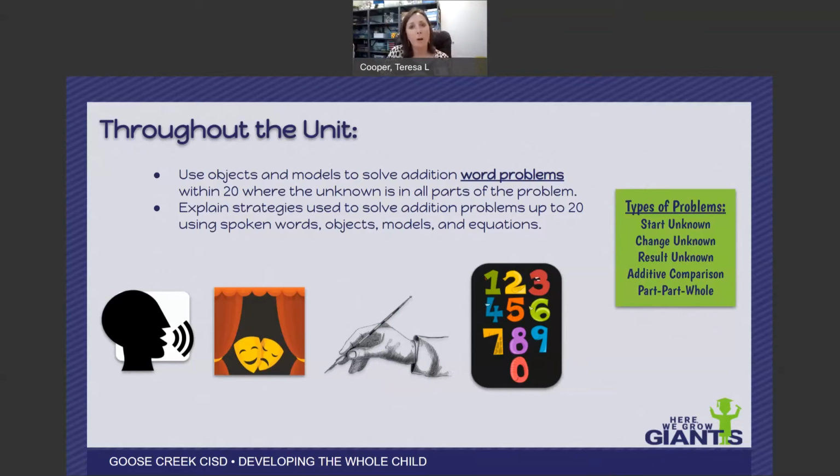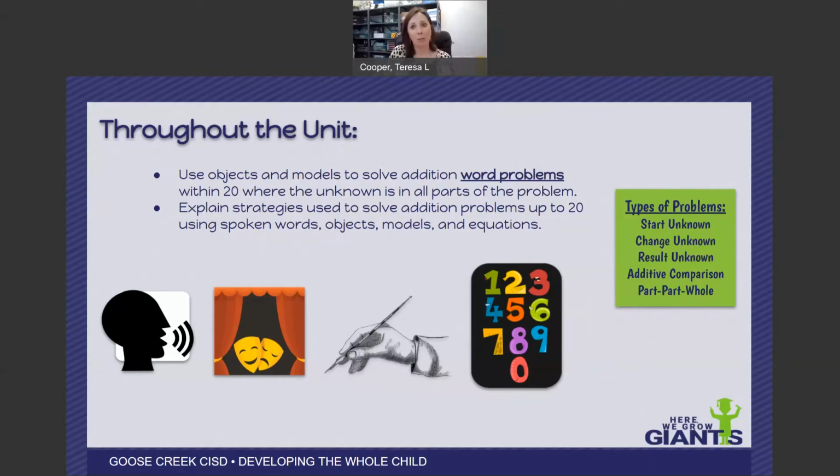So a start unknown problem sounds like Terry had some pencils and Terry got 5 more pencils. Now Terry has 25 pencils. How many pencils did Terry start with? So that would be blank plus 5 equals 25. Change unknown. Terry had 20 pencils and Terry got some more pencils for her birthday. Now Terry has 25 pencils. How many pencils did Terry get for her birthday? That would be 20 plus blank equals 25.